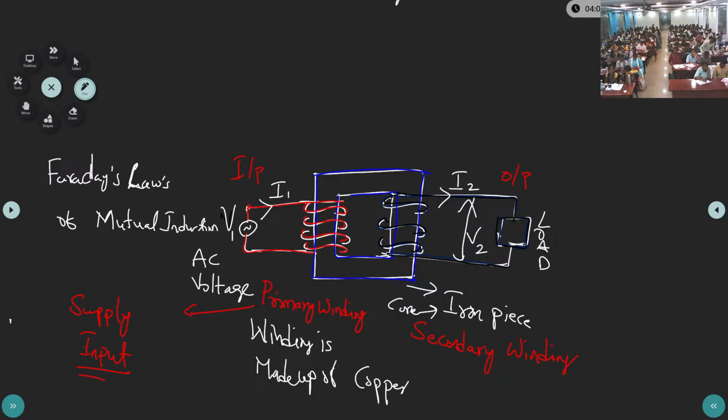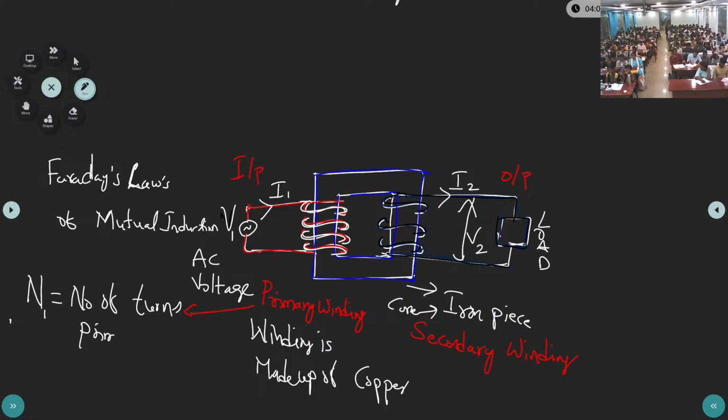Here we are winding turns. How many turns are we winding? N1 is the number of turns, not speed; for a transformer it is not speed. N1 is the number of turns in the primary winding. I will tell the principle, wait. N2 is the number of turns in the secondary.